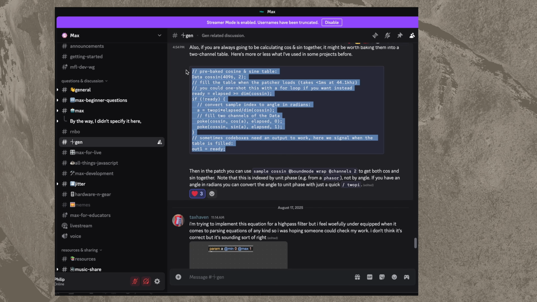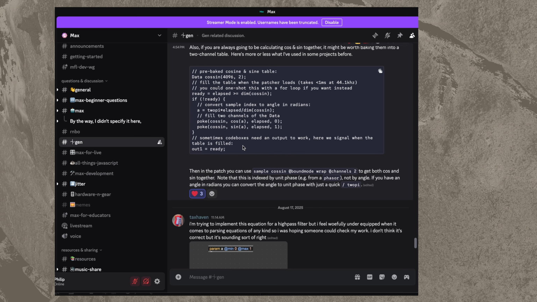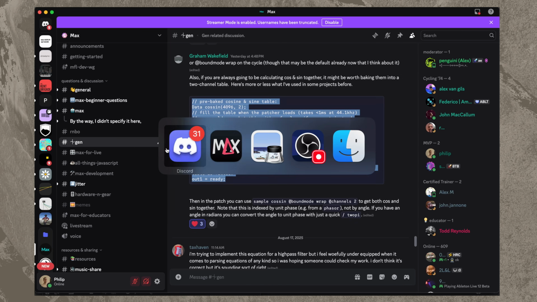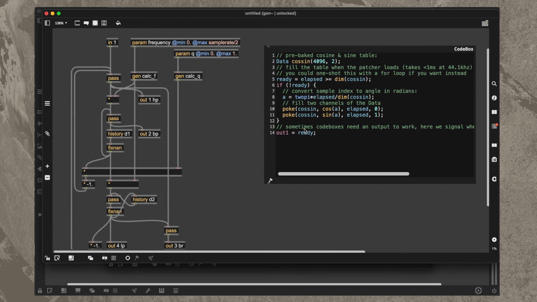So this is kind of a cool little extra tidbit that I learned from Graham through this process, which is just a super efficient way to be able to get sine and cosine. And why don't I just add that in now? Let's actually try that, because I didn't actually do it. So data, cosine, all of this stuff.